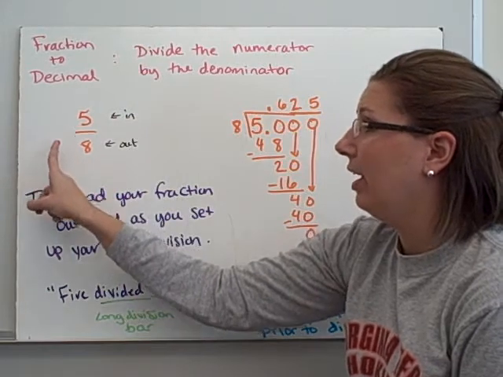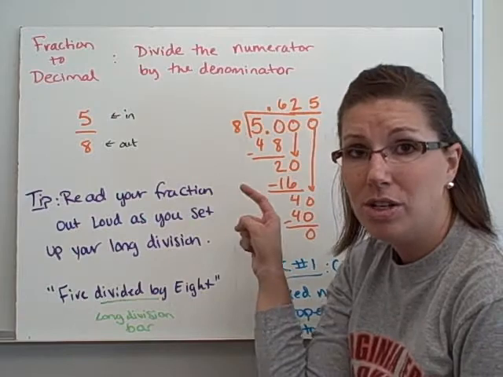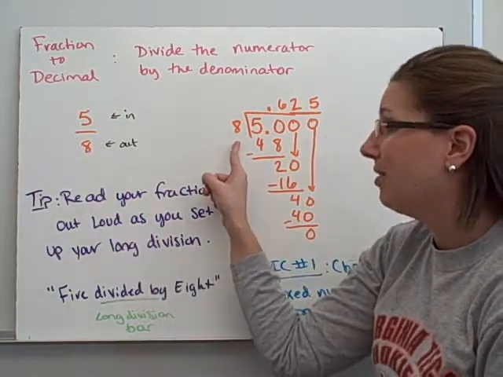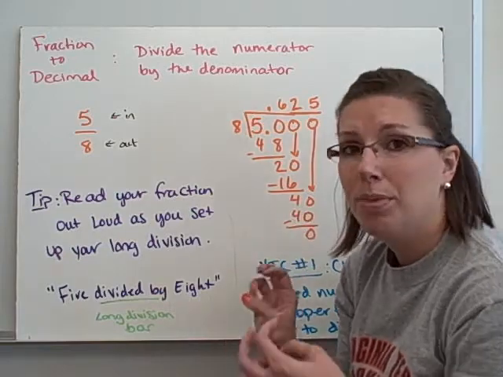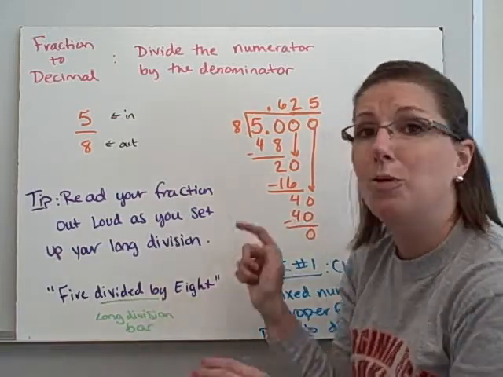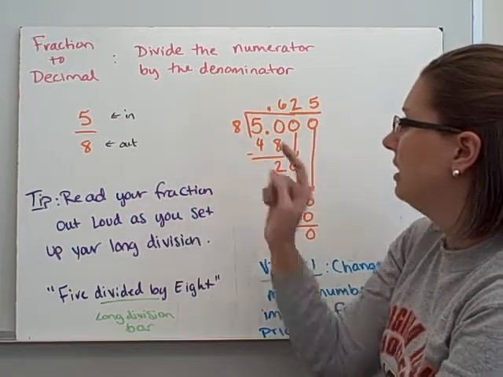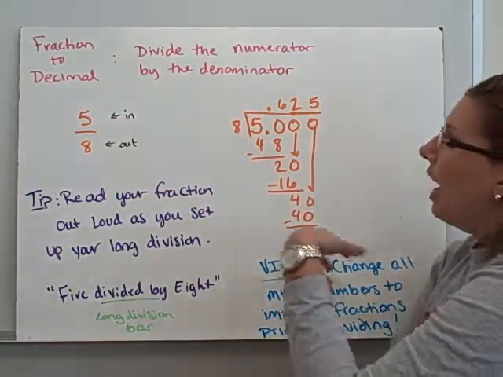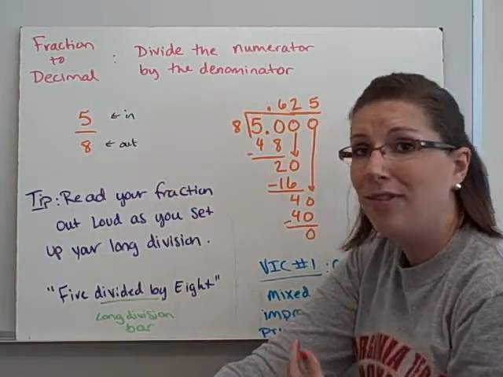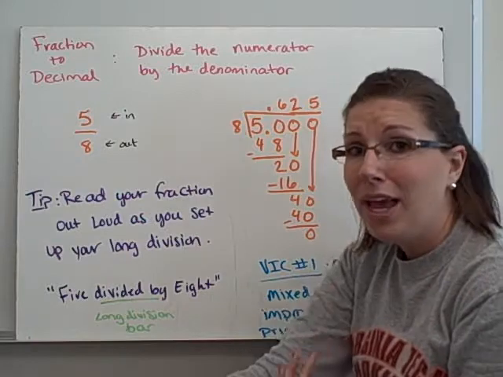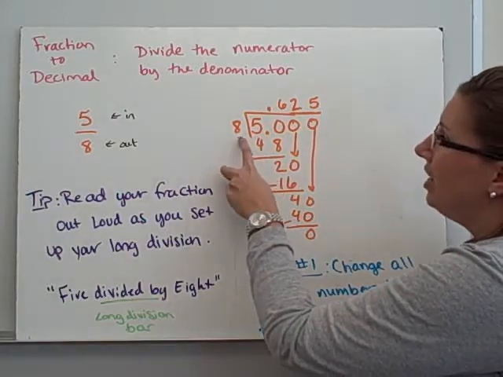5 divided by 8. The 5 goes on the inside of our long division bar, and the 8 goes on the outside of our long division bar. So the divided by phrase represents long division. 5 divided by 8. So as I'm going through this process, I really do talk to myself out loud, or in my head, and I say, okay, does 8 go into 5?